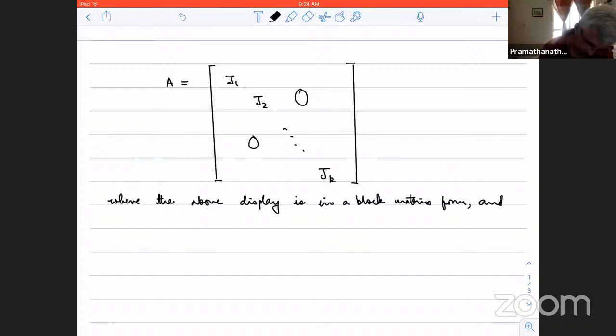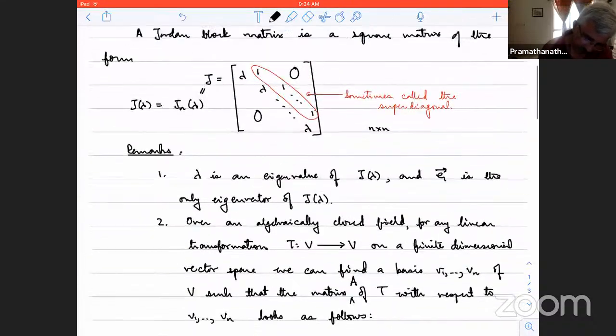In a block matrix form. And the matrices J sub i, going from 1 to k, are all Jordan block matrices.